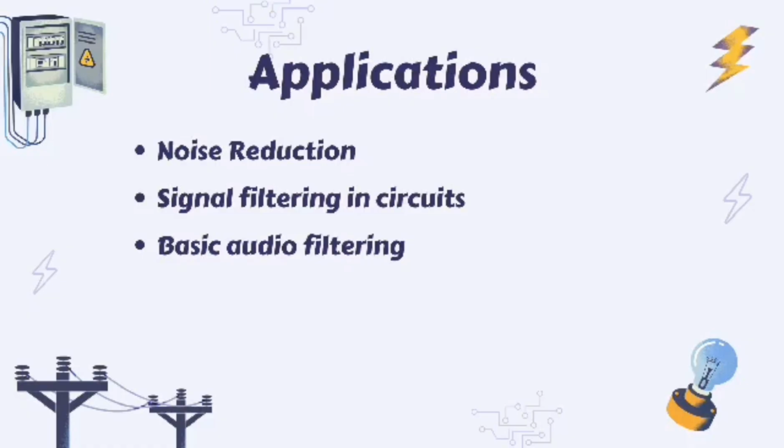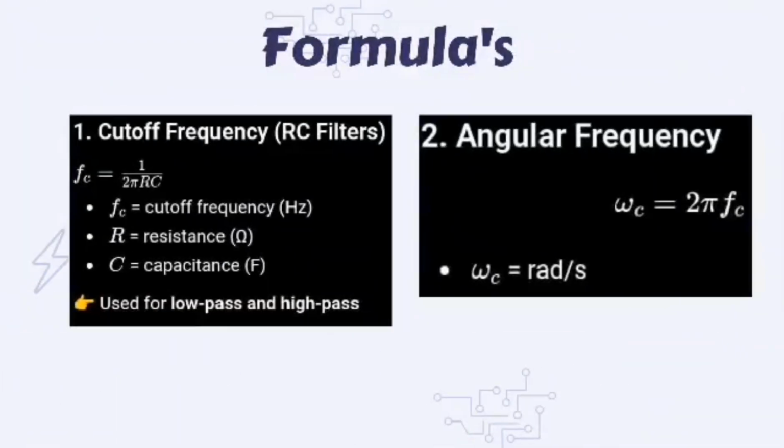Third is basic audio filtering. It is used in speakers or headphones to control bass and treble by cutting off sounds that are too low or too high. These formulas are all you use in passive filters because they tell you how resistors, capacitors, and inductors control which frequencies pass or get blocked. So the first formula is the cut-off frequency.